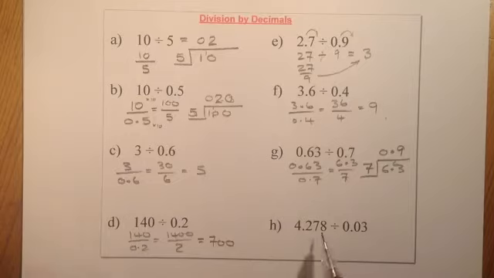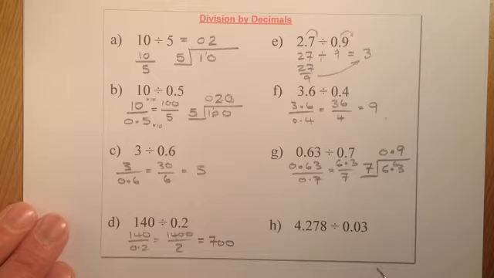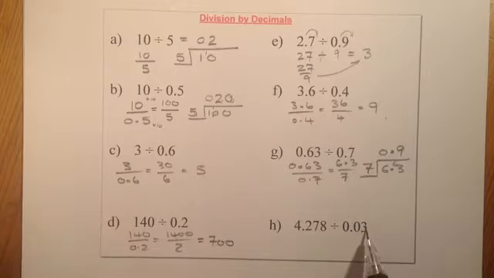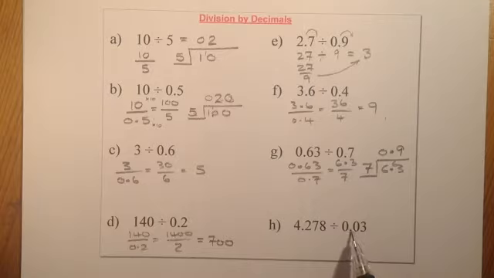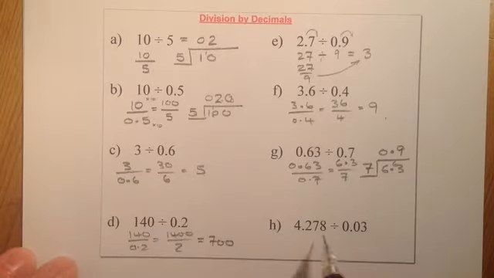At the bottom here, I've got 4.278 divided by 0.03. I'm going to use the same type of format. The only difference here is my denominator. To get it to a whole number, I'm going to have to move the decimal point 2 places. So what I'll be doing is I'll be timesing it by 100.